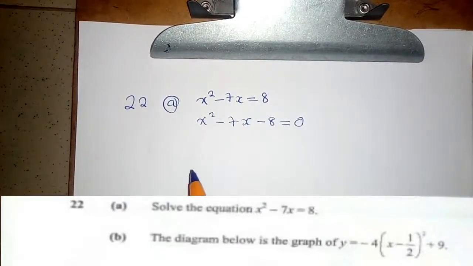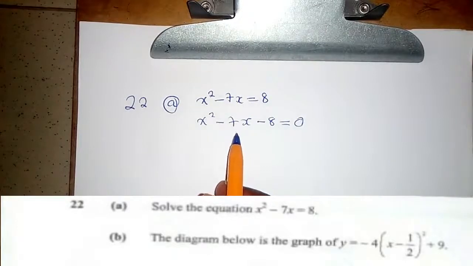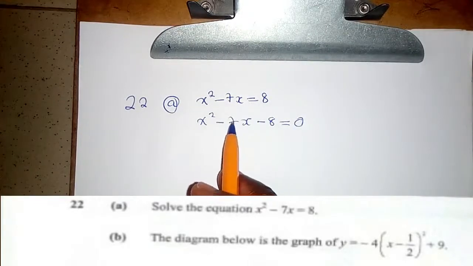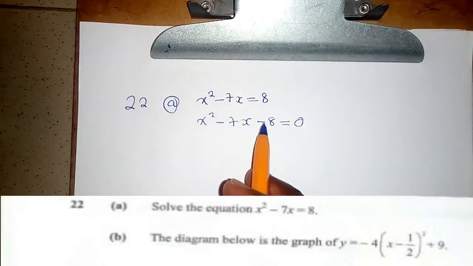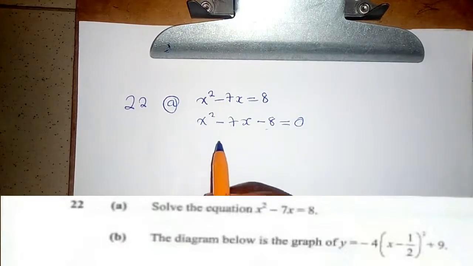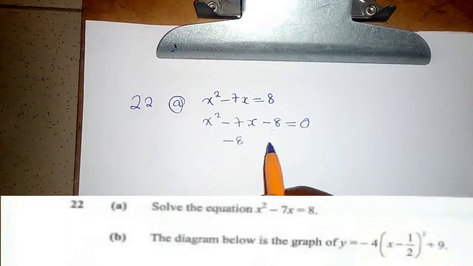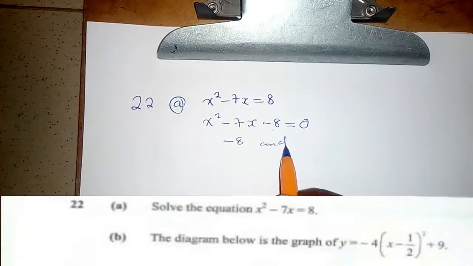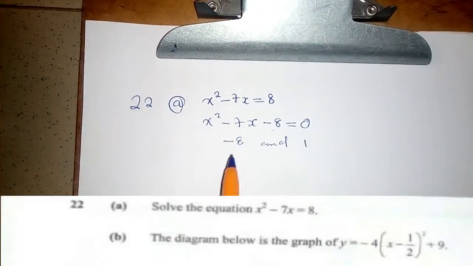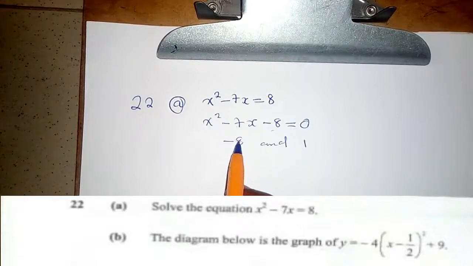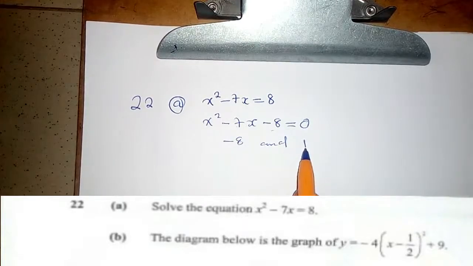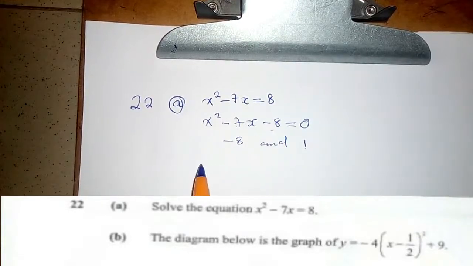So the next thing, you check what two numbers, when you add them, give us -7, and when we multiply them, give us -8. The two numbers are -8 and 1. If we say -8 plus 1, it will give us -7. And if we say -8 multiplied by 1, it will give us -8.